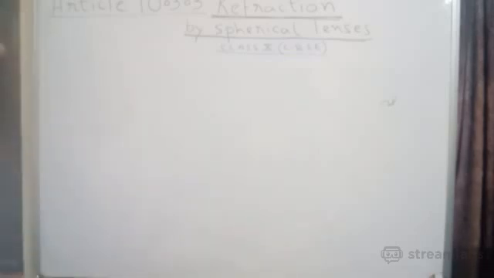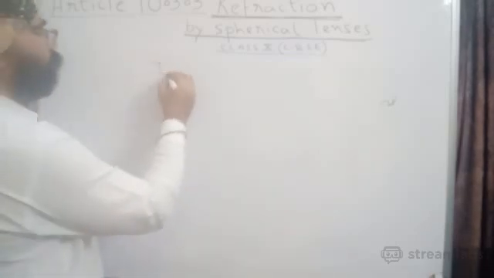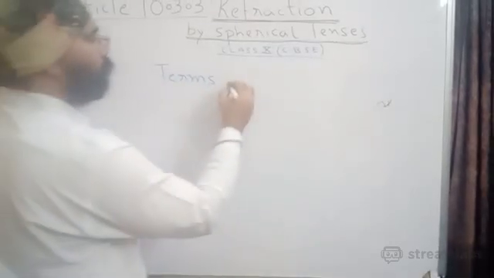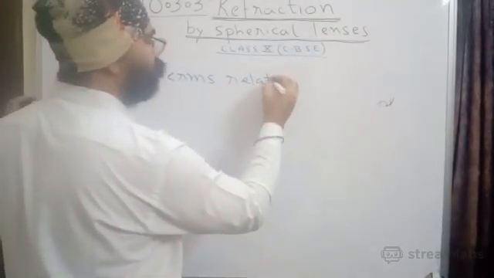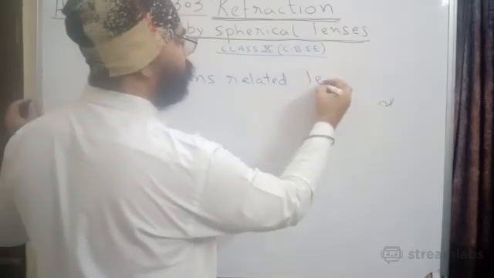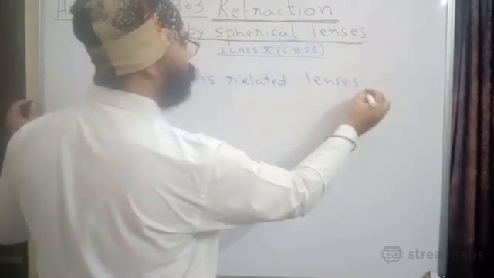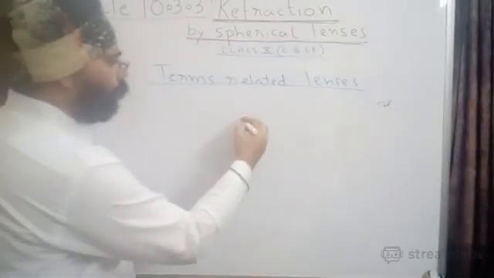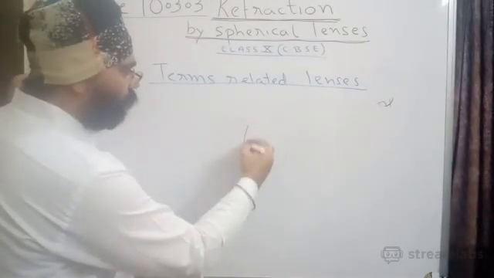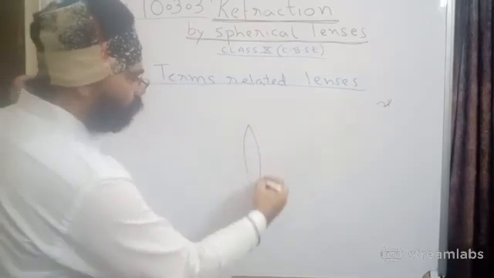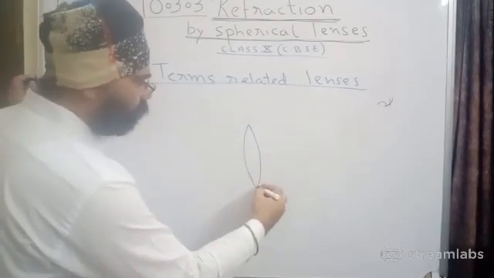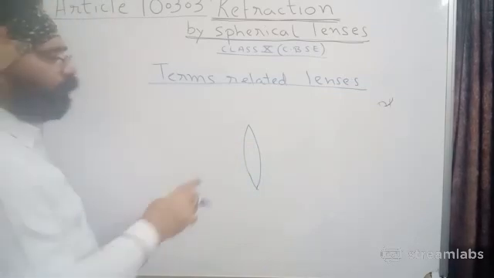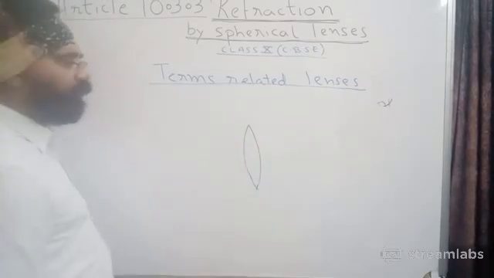Okay, now we go to some terms. You remember when we had done mirrors, then also we had done terms related to spherical mirrors. Now we do terms related to lenses. Now, if I look at this lens, it has got two curved surfaces, right? One is towards me, one is away from me.